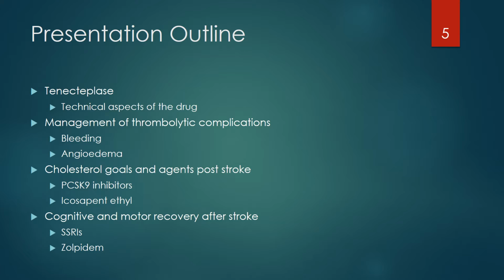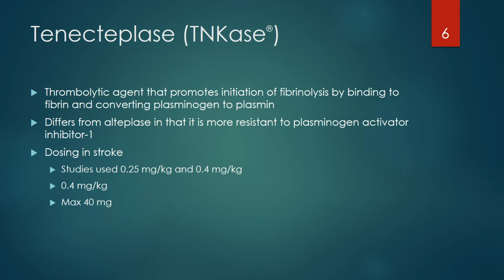This presentation has quite a bit in it, so to start off, I want to give you an outline of the way we're going to go. We're going to start talking about tenecteplase, then we'll talk about management of thrombolytic complications. We'll talk about cholesterol goals and agents to use post-stroke, and lastly, we're going to talk about motor recovery and cognition after stroke. I wanted to include a bunch of different topics in this talk, so that's why it jumps all over.